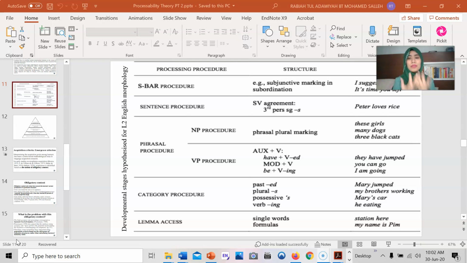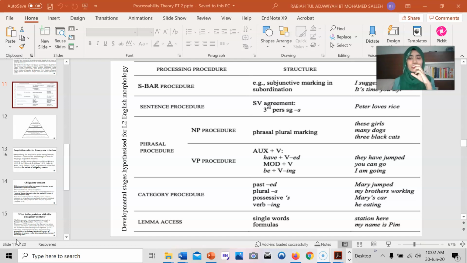Okay, so as I mentioned before, when we talk about grammar, there are a lot of grammar in the English language, right? So PT, in its very nature, is very specific, right? So one of the critics on PT is actually how specific it is. Okay, so some scholars say it is too specific, right?